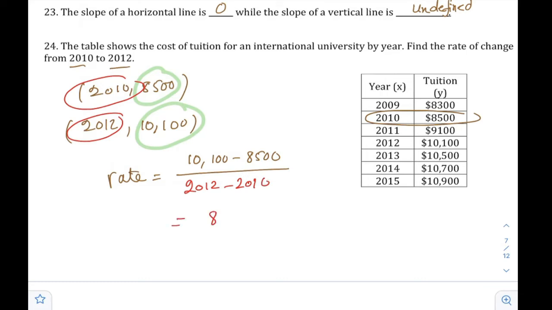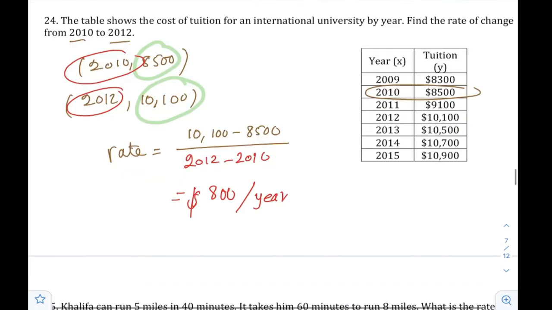And using the calculator directly, it gives you $800 per year. Definitely, it is easy.